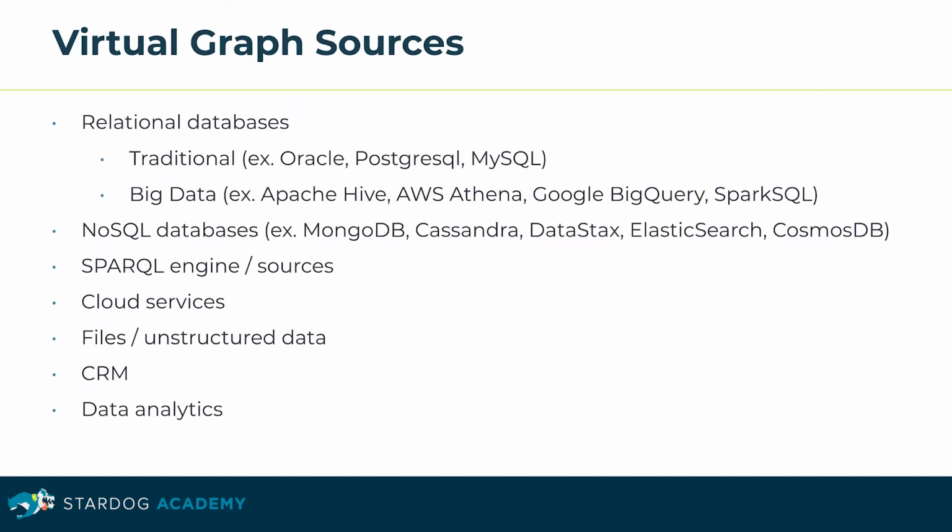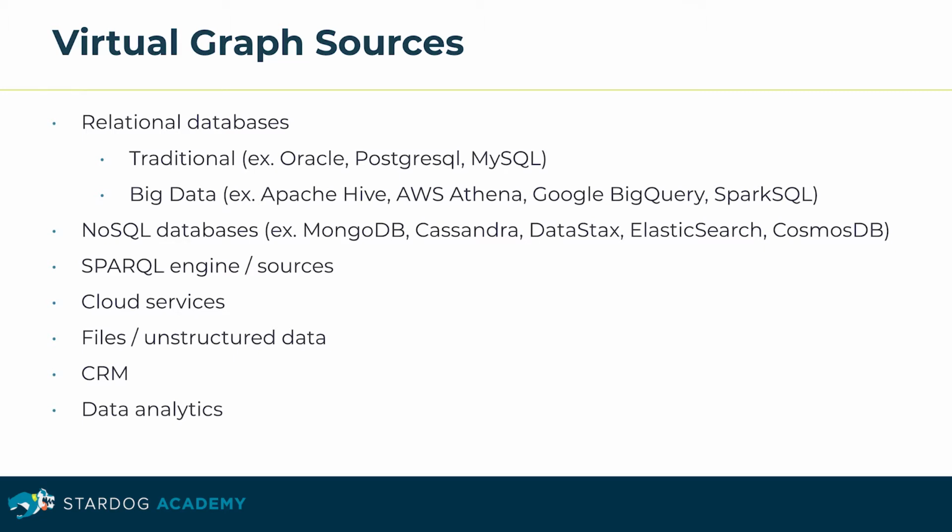Now, there's lots of different virtual graph sources that Stardog can extend over. Starting out with the most typical, we look at relational databases, things like Oracle, Postgres, and MySQL, to new ones like the big data ones like Apache Hive, AWS Athena, Google's BigQuery, or Spark SQL. Branching out beyond that, we've got support for NoSQL databases like Mongo, Cassandra, Elasticsearch, and so on. We can virtualize other SPARQL engines, including other Stardog instances.